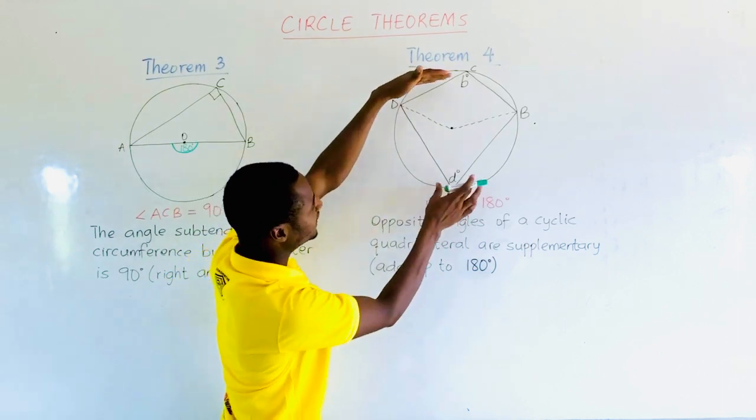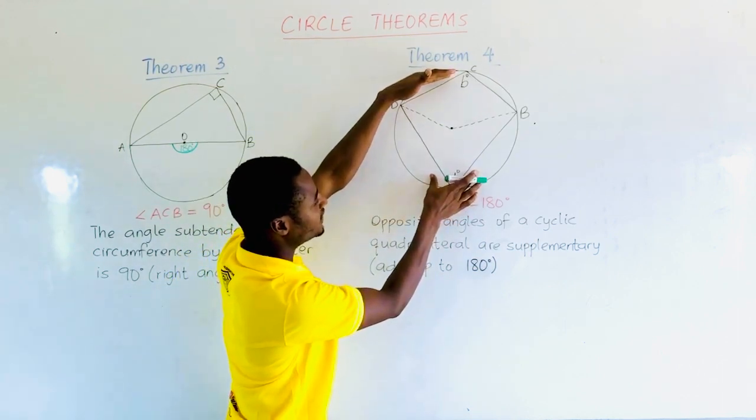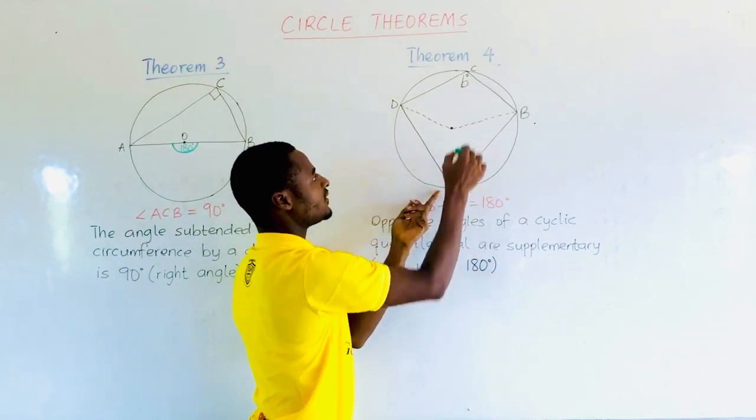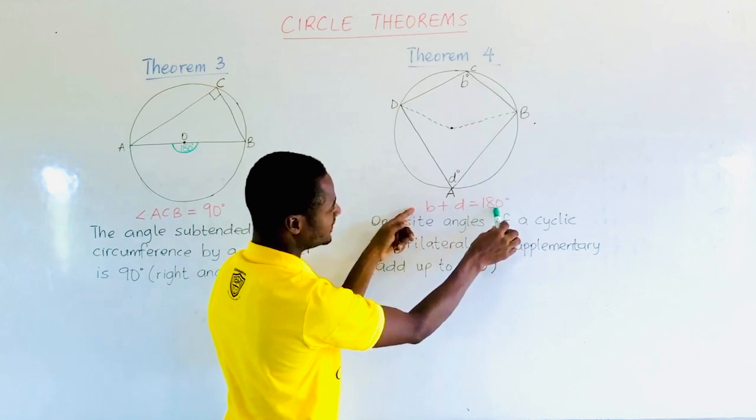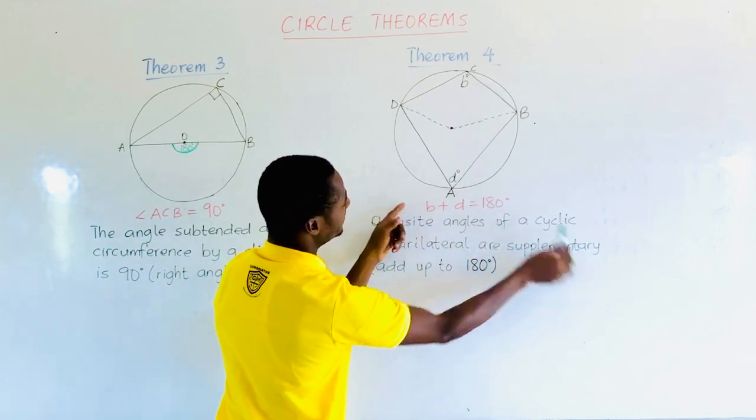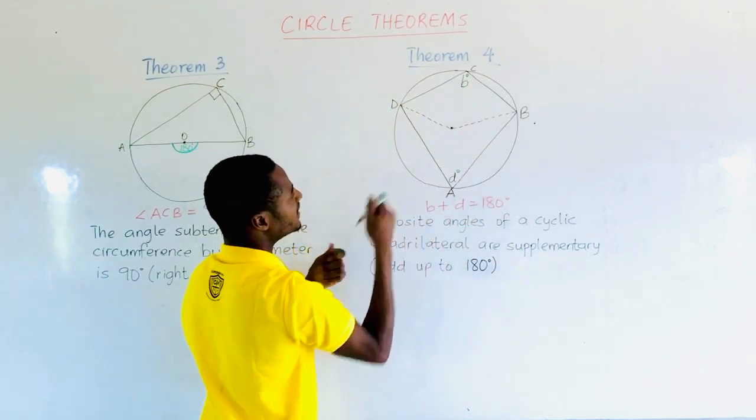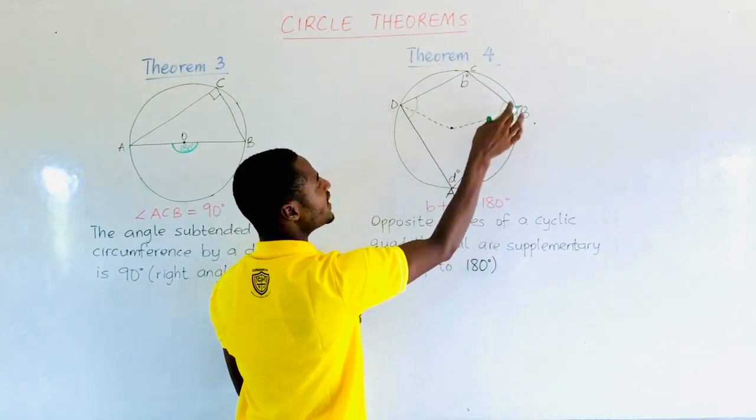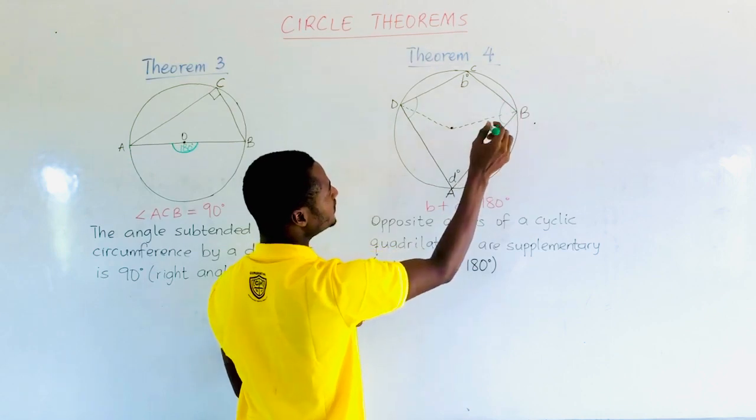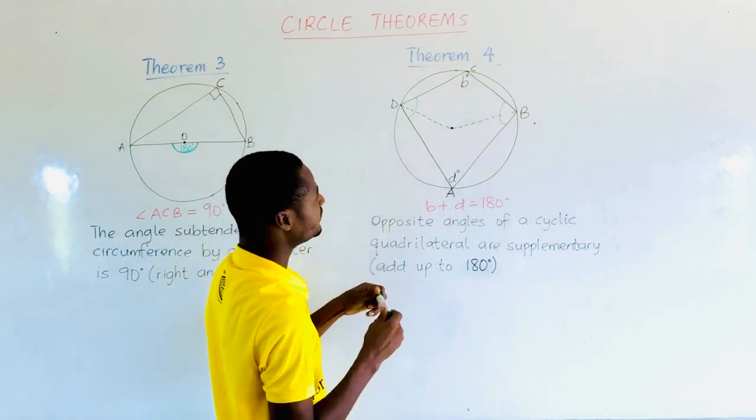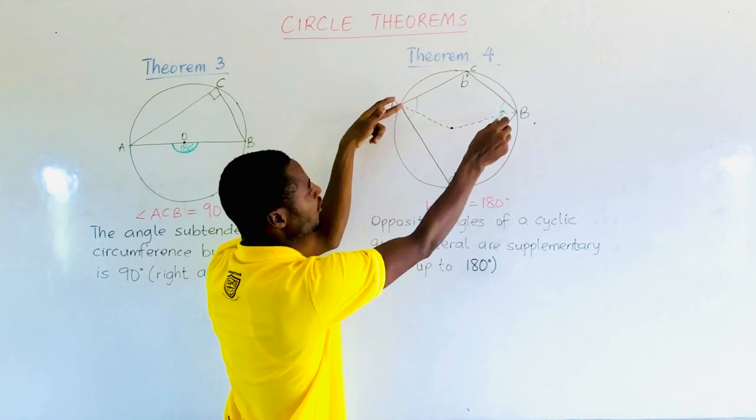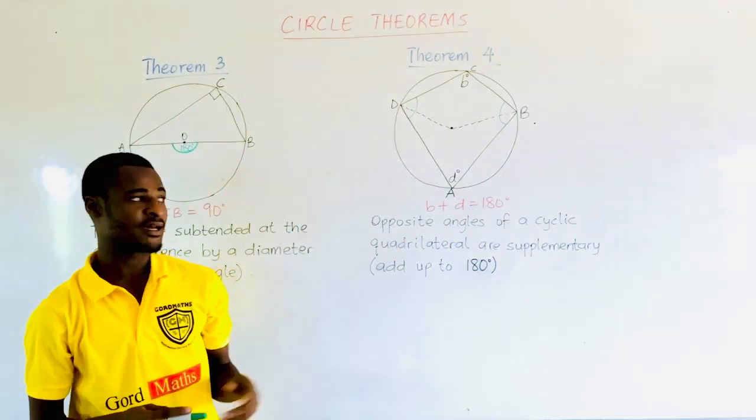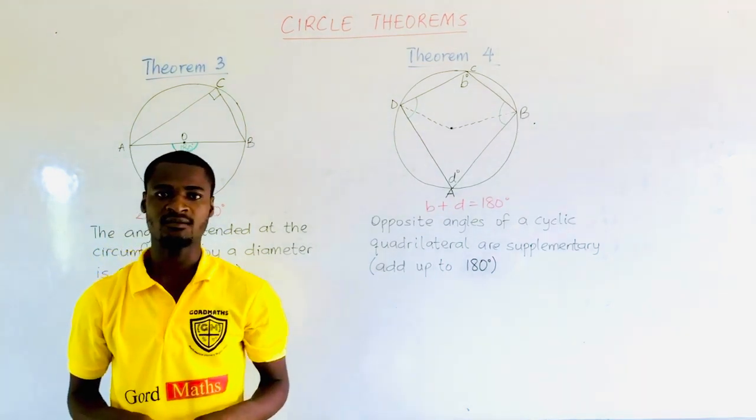And so when we have a cyclic quadrilateral like we have in this case, then the opposite angles of that quadrilateral add up to 180. We say they are supplementary. It is not only these two angles. These angles are also opposite angles. And so when we add them, they should give us 180 degrees because they are opposite angles of a cyclic quadrilateral. We will take a few examples on the first four theorems of a circle.